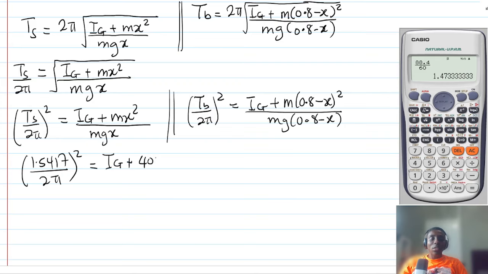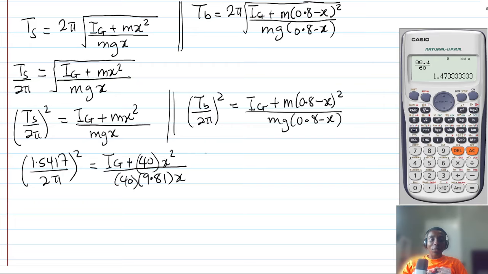The mass was 40, and then we are multiplying by x squared. And then we divide this by the mass, which is 40. Everybody knows that g is 9.81, multiplied by x. So essentially, that is it, right?